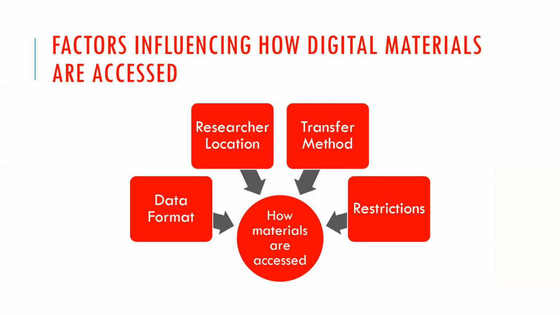So other factors that may influence how digital materials are accessed and sort of what spectrum of accessibility digital records might have depend, at least in part, on these four criteria here. So the data format, so going back to the idea of the nature of the record, the researcher location, the transfer method, and restrictions. So looking at data formats, if a record is in its sort of original format or original form, it may be inaccessible for researchers.